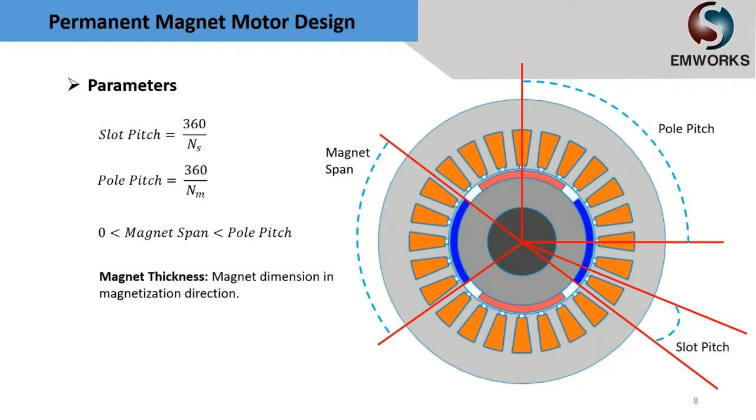For this machine, for example, we have 24 slots, and by dividing 360 by 24, the slot pitch is 15 degrees. The next parameter is pole pitch, which is the distance between the centers of two adjacent and opposite magnets of the machine. Again, the calculation is simple. Dividing 360 by the number of magnets gives the pole pitch, which here is 360 divided by 4, giving us 90 degrees.